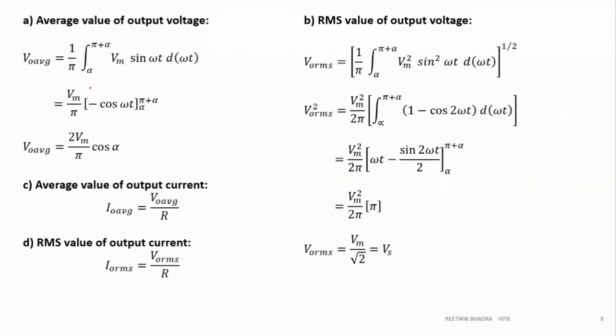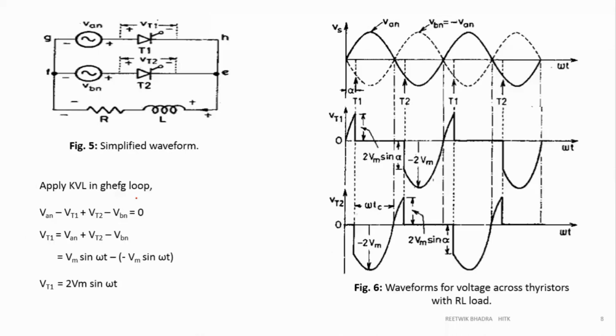So integration from alpha to pi plus alpha, all done, and accordingly all calculations are taken. So you can look into the calculation how limits are taken. The next explanation part is this one.